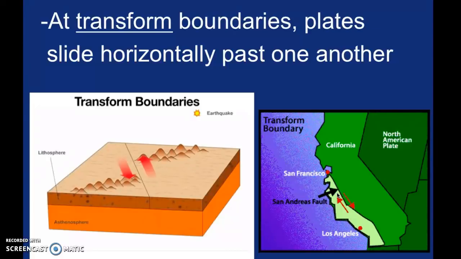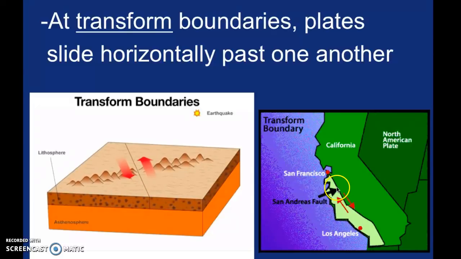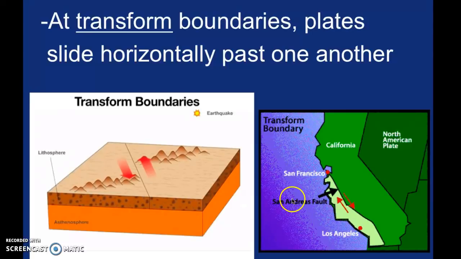And the most well-known transform plate boundary is going to be the San Andreas Fault, which is right here. So this is in California. And if you've seen the movie San Andreas with The Rock, then that is where that movie is set, in California at the San Andreas Fault. So that's a transform plate boundary.